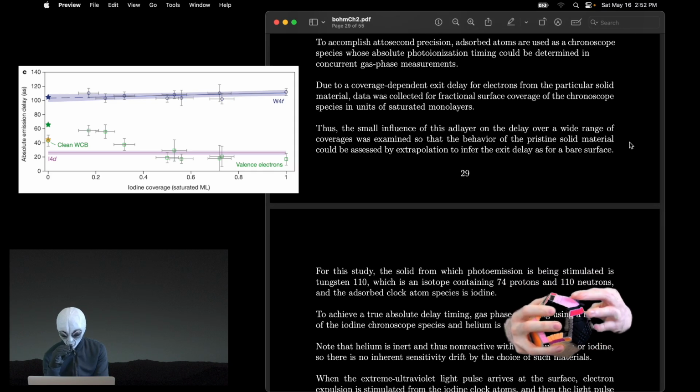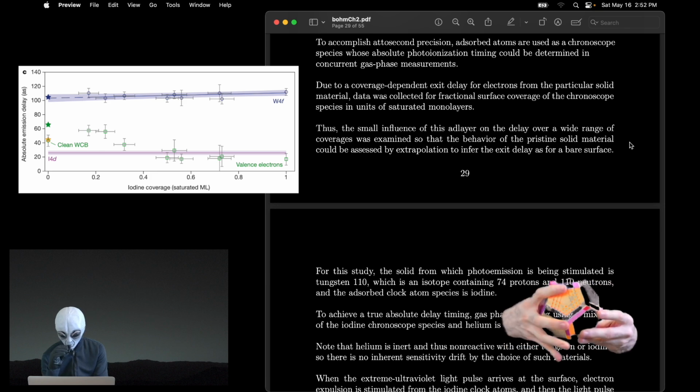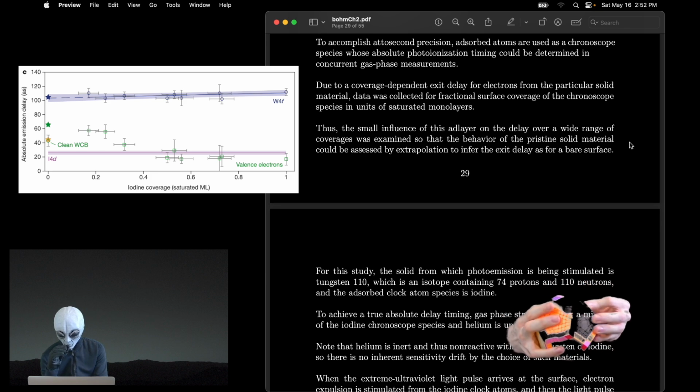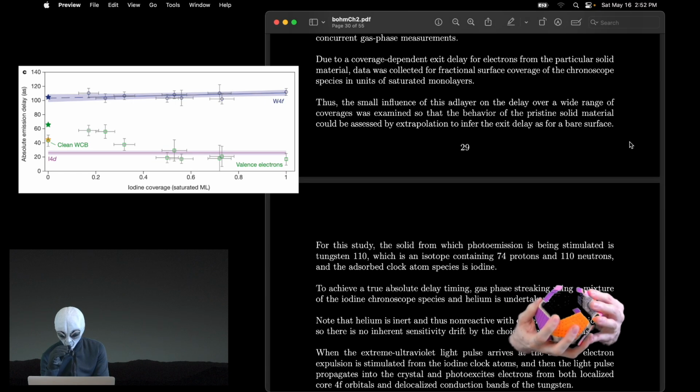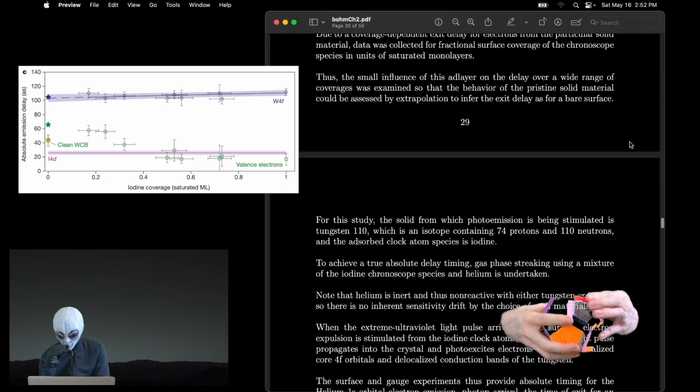Due to a coverage-dependent exit delay for electrons from a particular solid material, data was collected for fractional surface coverage of the chronoscope species in units of saturated monolayers. Thus, the small influence of this adlayer on the delay over a wide range of coverages is examined so that the behavior of the pristine solid material can be assessed by extrapolation to infer the exit delay as for a bare surface.